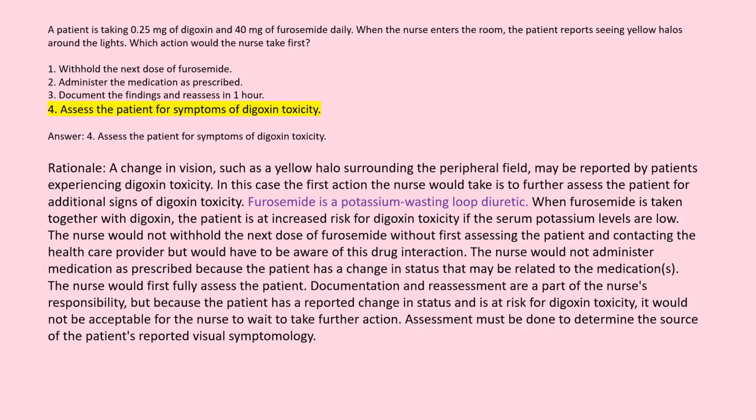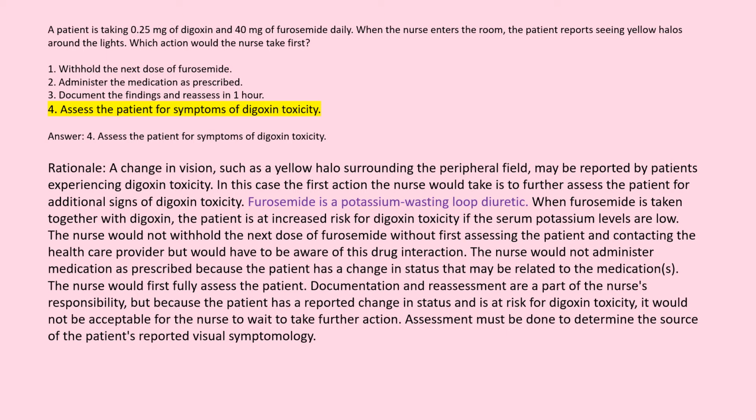When furosemide is taken together with digoxin, the patient is at increased risk for digoxin toxicity if the serum potassium levels are low. The nurse would not withhold the next dose of furosemide without first assessing the patient and contacting the healthcare provider, but would have to be aware of this drug interaction. The nurse would not administer the medication as prescribed because the patient has a change in status that may be related to the medications. The nurse would first fully assess the patient.